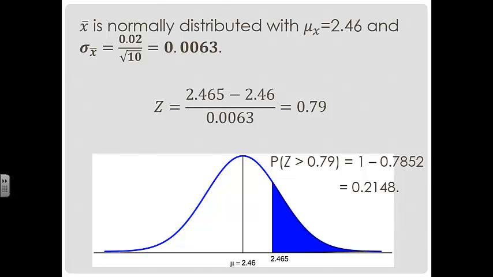21.48%. So the probability that in a simple random sample of 10 pennies minted after 1982, the probability that we obtain a sample mean of at least 2.465 grams is about 21.5%.